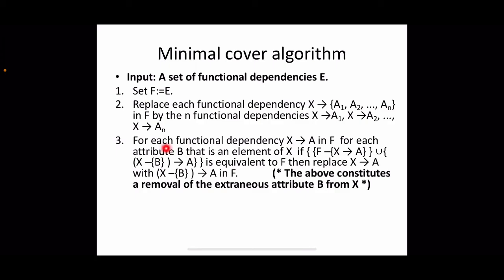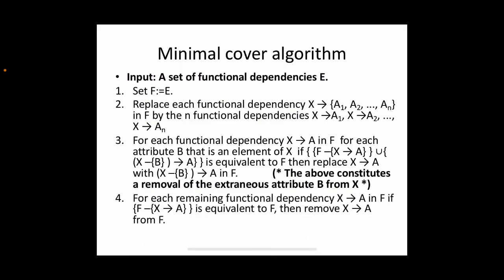So in the third step what we are doing is, for any dependency X determines A, we will take the left hand side and we have to check whether there is some extraneous attribute B in this left hand side. If so, we have to remove this extraneous attribute. What we are doing? We will check whether removing this dependency and adding another dependency in which that extraneous part is removed from X, F is still the same. If so, we can remove that extraneous attribute. Okay. So that is the third step.